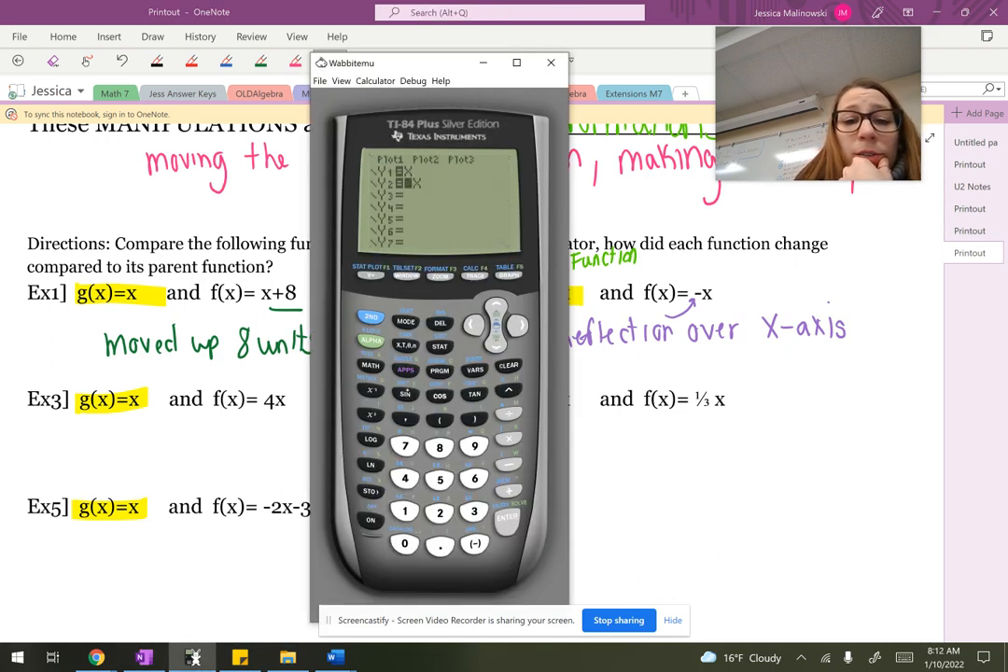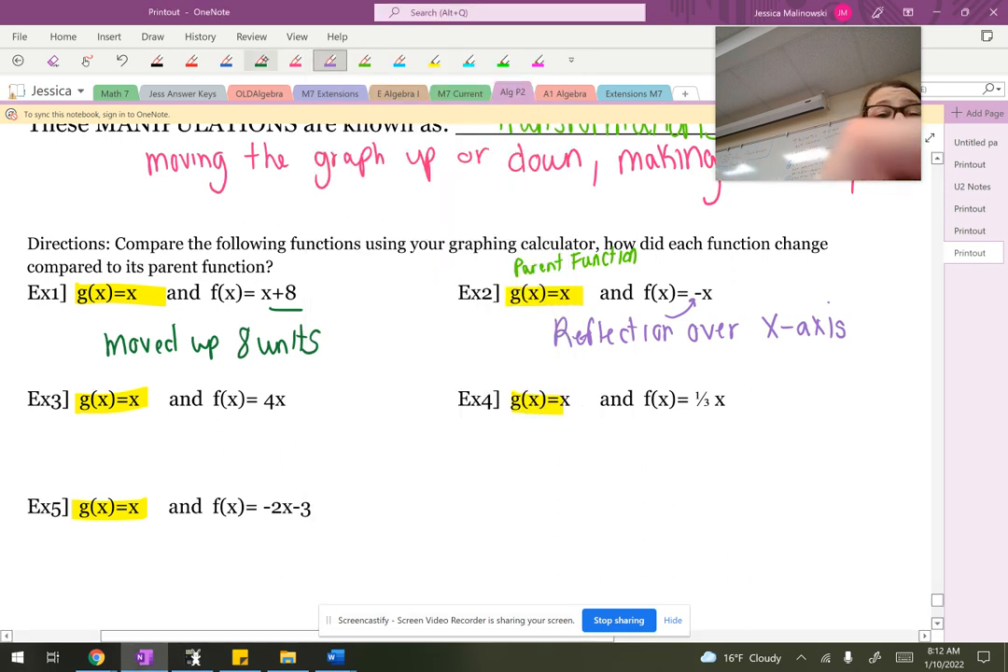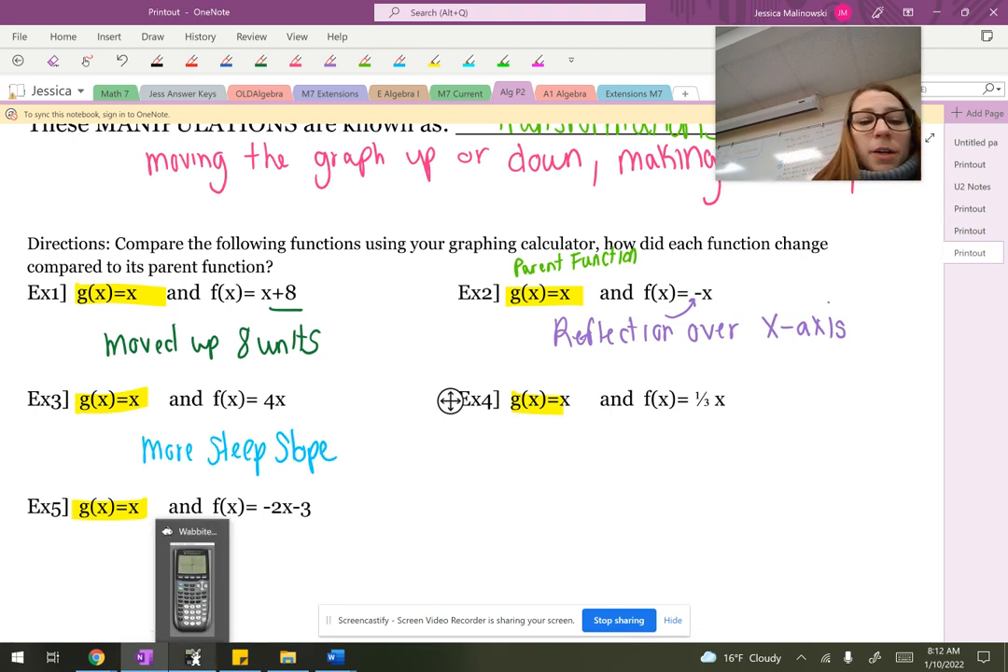Okay, let's take a look at the next. Y equals x and y equals 4x. There's my original parent function. Ooh, and there's my new one. Still has that same starting point of 0, but you can see that it became more steep. So this one has a more steep slope. And that makes sense because if you take a slope of 1 and you multiply it by 4, you're going to end up with a bigger slope. You're going to end up with something bigger.